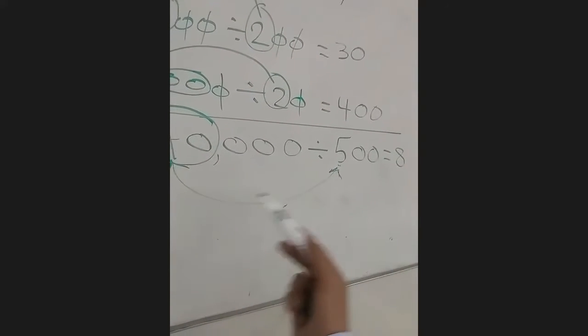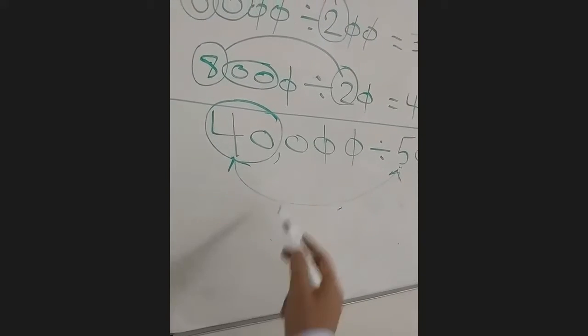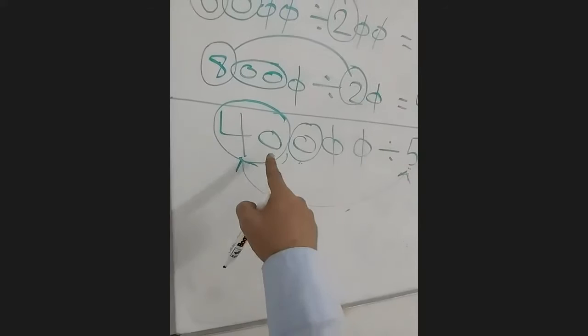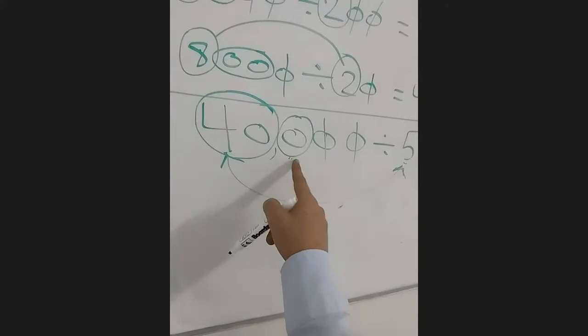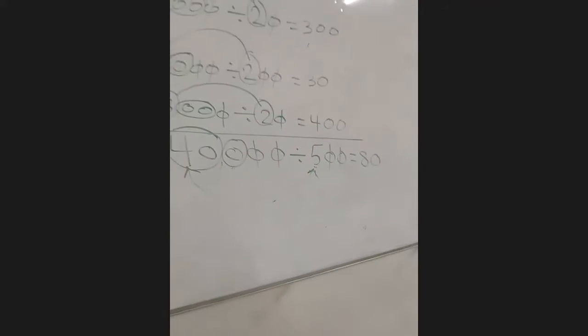Now, we have common zeros here. We cross them. Two zeros, two zeros. Still, how many zeros are left uncrossed? One zero, not 2, because this zero was already taken with the 4. So here is still one zero. We put it beside the answer, which is 80.